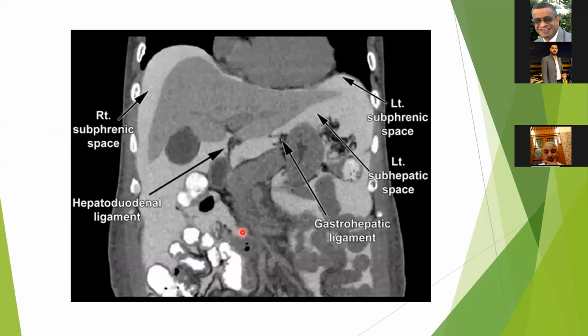This is a coronal CT scan showing us the right subphrenic space, and this is the hepatoduodenal ligament, which is anterior to the foramen of Winslow. This is the left subhepatic space. This is the gastrohepatic ligament. This is the left subphrenic space.